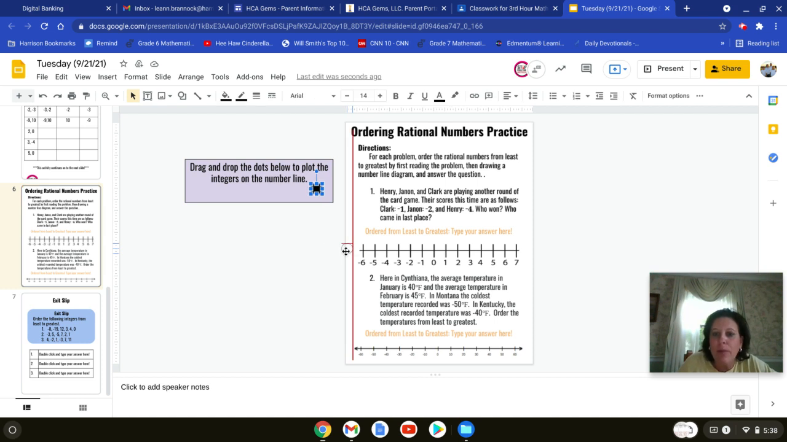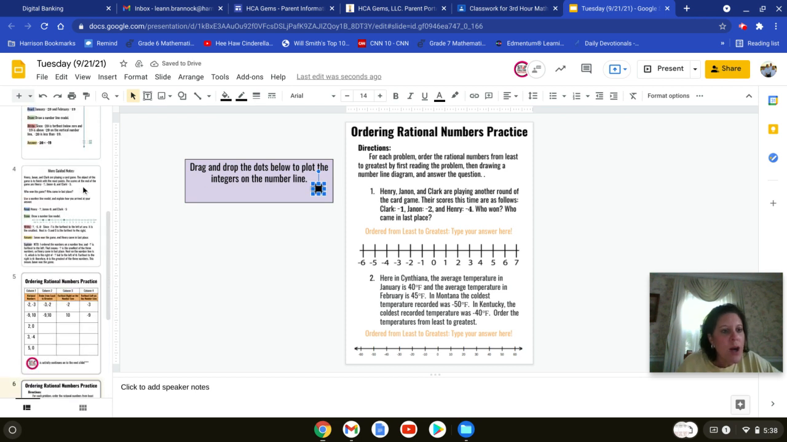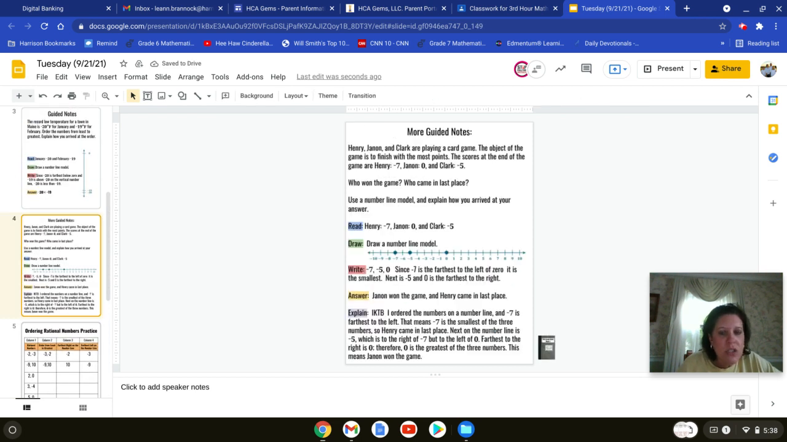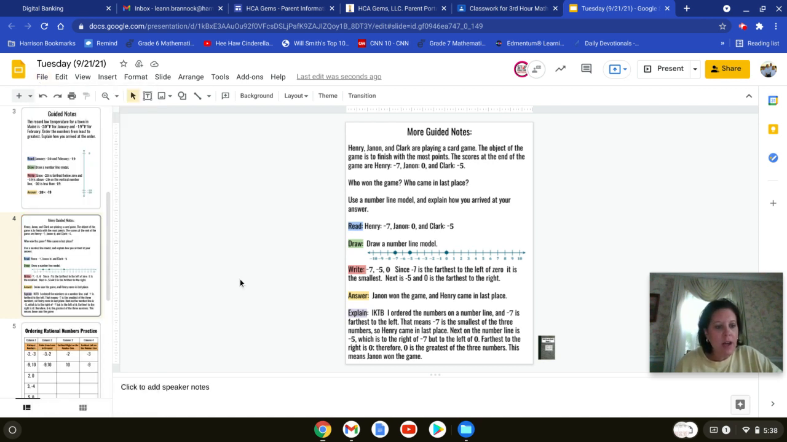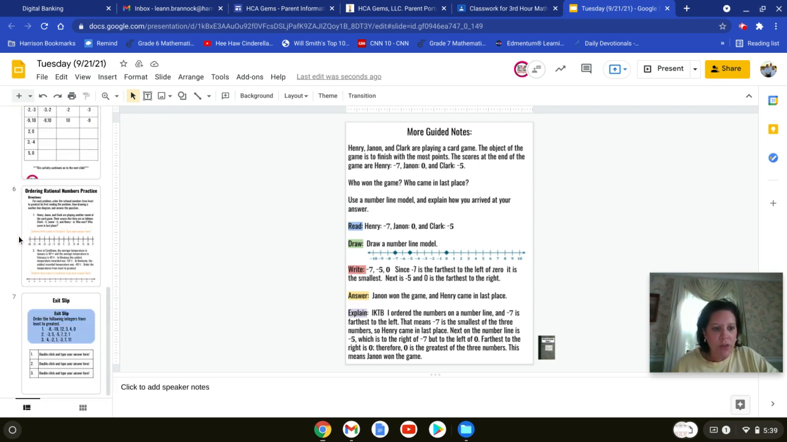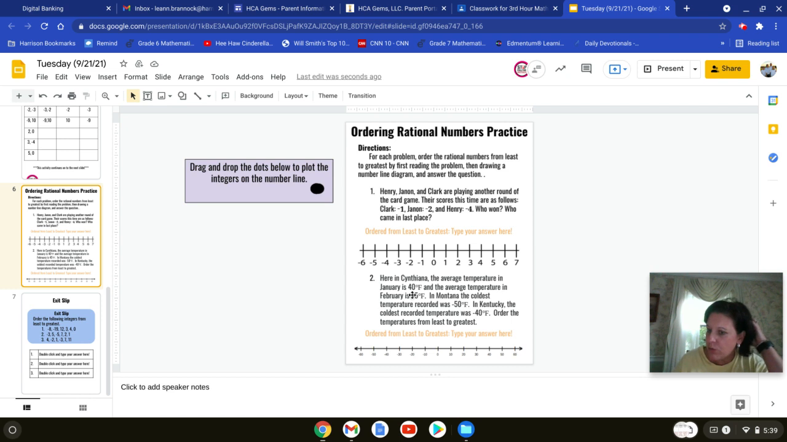So Henry, Janet, and Clark are playing another round of the card game. So there's a good example of that up here. And if you have access to a printer on this guided notes, go back to that one. Print it out if you can. If you go File, down to Print, and then you could just make it print slides 3 and 4. And those are good notes for you to follow. So that question's already on there. There's another one similar, and I'm going to model this one for you.